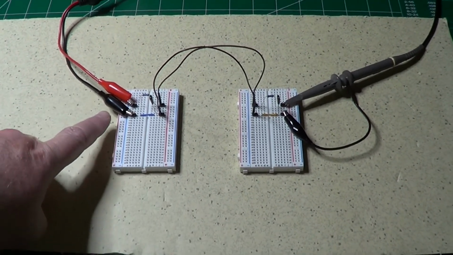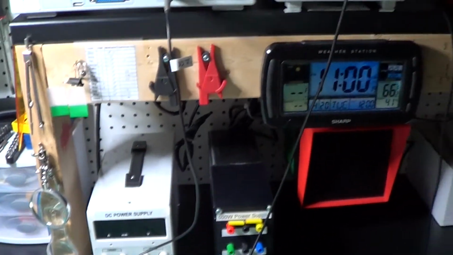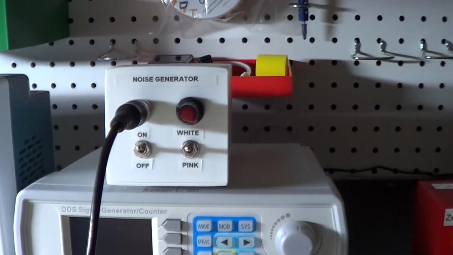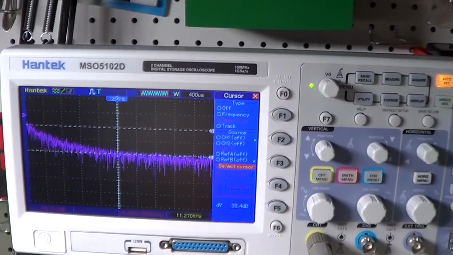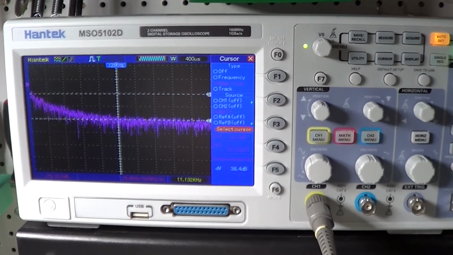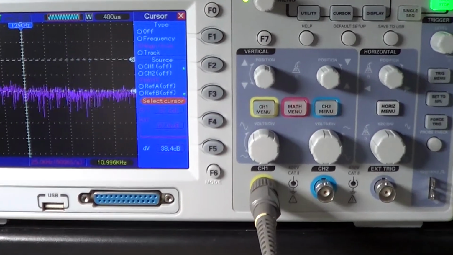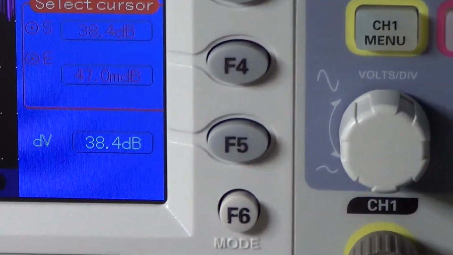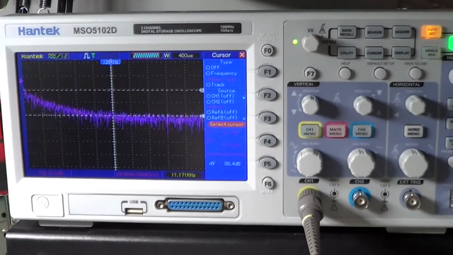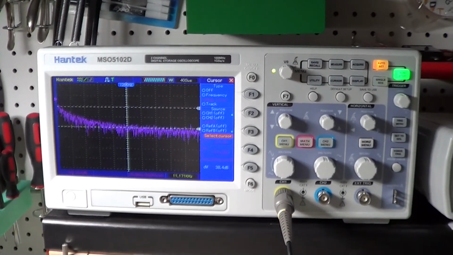We have the noise generator connected over here and the oscilloscope over there, and here is the noise generator set on white noise. The oscilloscope is showing us the cursors already posted at the beginning and at the end of the part of the Bode diagram that we want to measure. And if we take a look at the magnitude they are representing, it's about 38.4 dBs, which is what the oscilloscope along with the noise generator is able to measure.